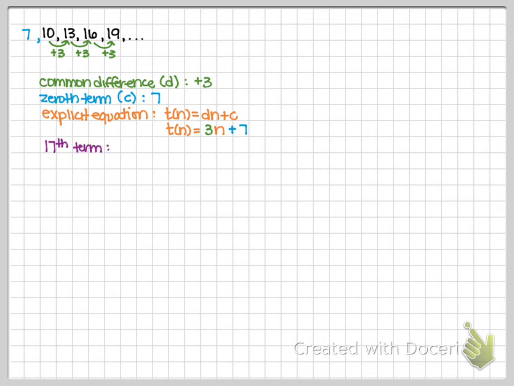Okay, to find the 17th term, we're going to take our T of n equation, and everywhere we see an n, we're going to take it out, and we're going to plug in a 17. And then remember the left-hand side is just notation, so we're going to leave that alone. And then we're going to type in the right-hand side. And it looks like we get 58. So if we were to continue this sequence on until the 17th location, the number we would see in that location is the number 58.